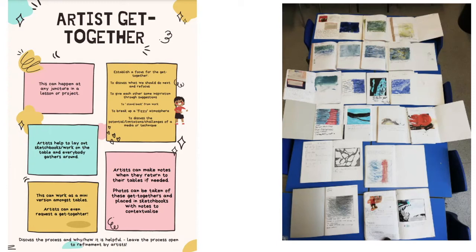You might want to establish a focus for the get together. So you could say, right, let's all get together, artists, and we're going to discuss what we should do next in this exploratory exercise. You might want to give each other some inspiration. So you might decide that artists can select a piece of work and talk about what they like and make a suggestion for that artist. You might want to discuss the techniques you're using. So it's sometimes really nice to stop, gather around and say, what's everyone finding difficult in this? And share tips and advice with each other. Artists can make notes when they return to their tables if they need to.